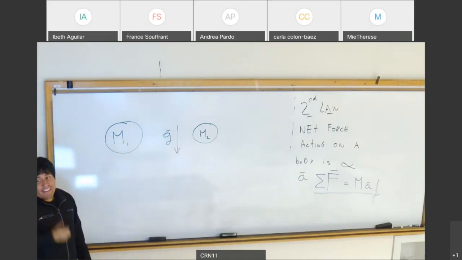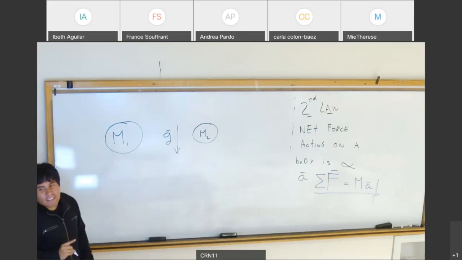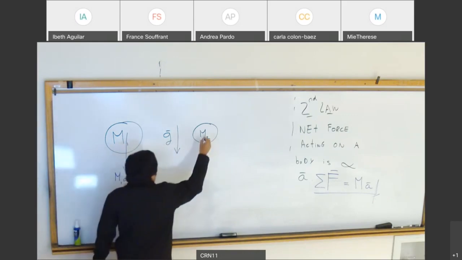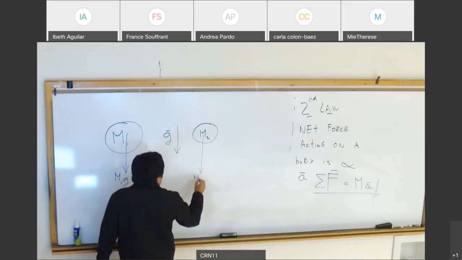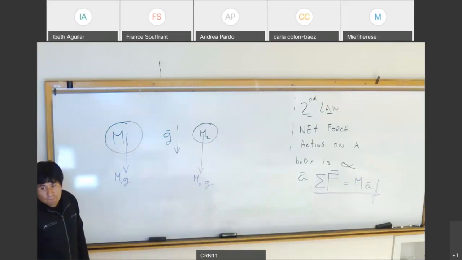Because they are in the air, you are releasing them in the air, right? There are two forces acting. Sorry, there is one force acting on each: M1G, M2G. So yes, the forces of gravity are different because their masses are different. So how come they fall at the same rate?